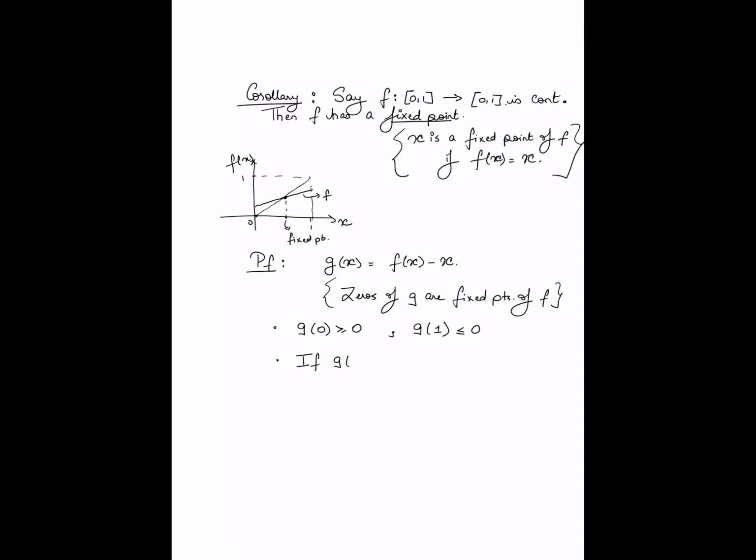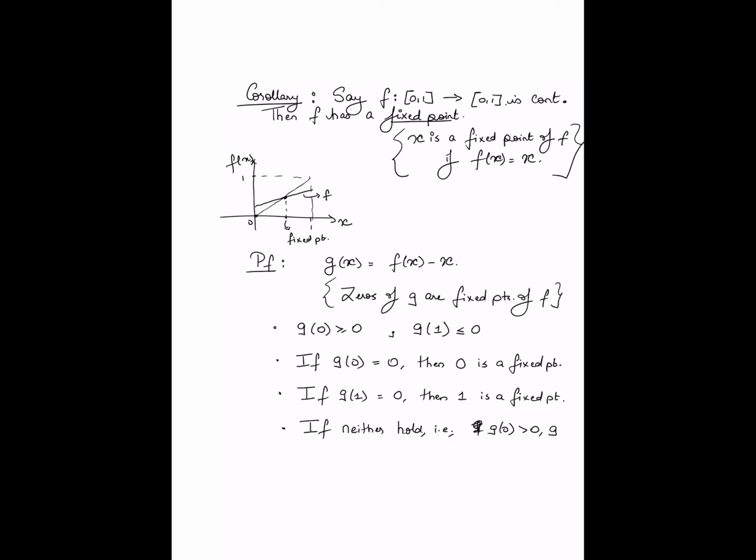If g of 0 equals 0, then 0 is a fixed point. Similarly, if g of 1 is equal to 0, then 1 is a fixed point. And finally, if neither of these two conditions holds, what does it mean to say that neither holds? That g of 0 is in fact strictly positive and g of 1 is strictly negative, then a zero of g exists by the intermediate value theorem. And that completes the argument.